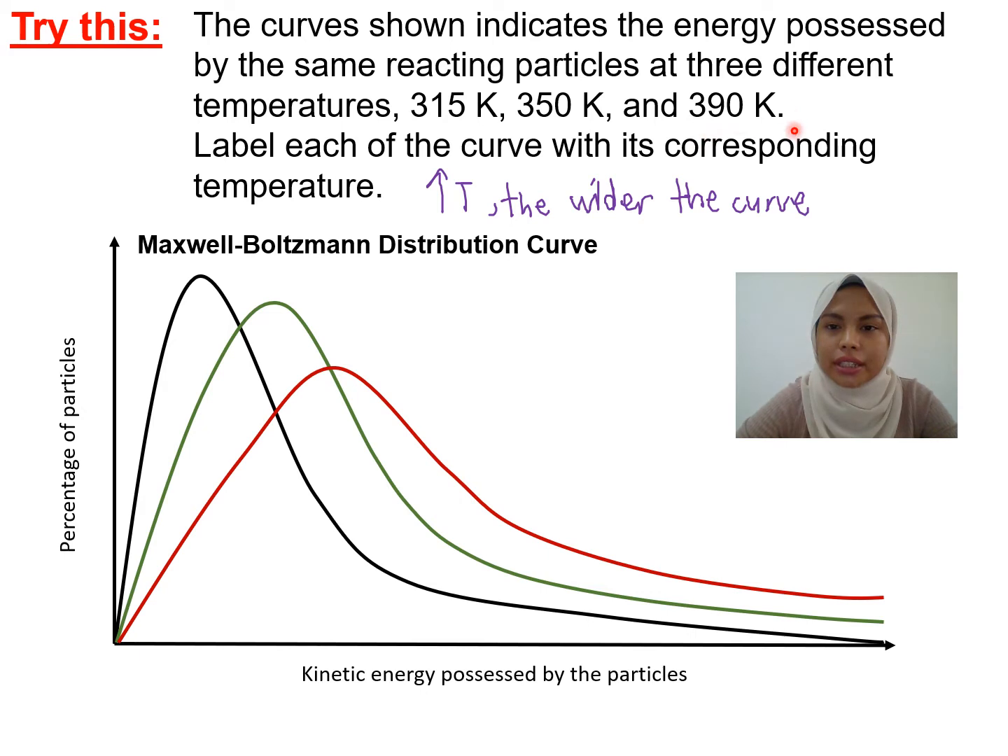So I expect 390K ni punya curve should be wider than 350K punya temperature. So I suspect this curve kan, this red curve should be 390K. Okay, lepas tu yang color hijau punya curve ni pula ialah should be 350K. Okay, this one should be 350 Kelvin, and yang paling kurus ni, yang paling tak membesar dia punya curve tu is the lowest temperature, which is 315K. Okay, sebab kat sini the higher the temperature, the wider the curve.